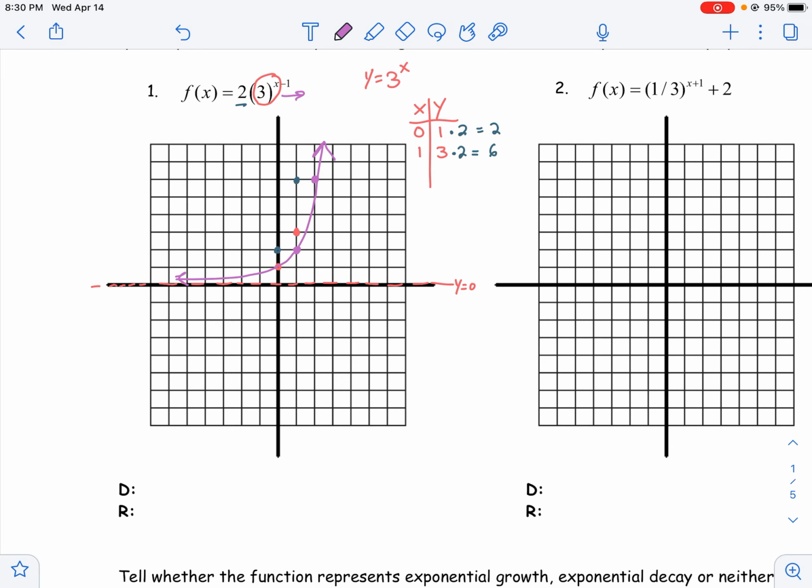The domain for our exponential function here is always going to be all real numbers, and then the range for this function is going to be parentheses 0 to positive infinity because it's going up forever.